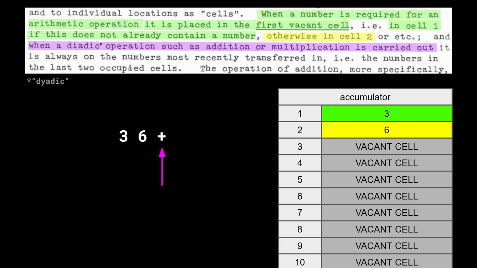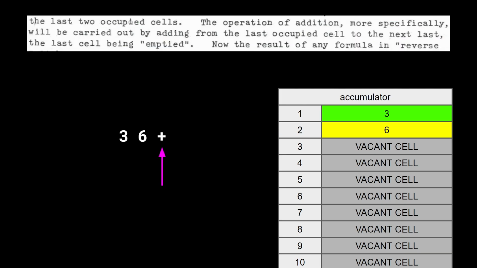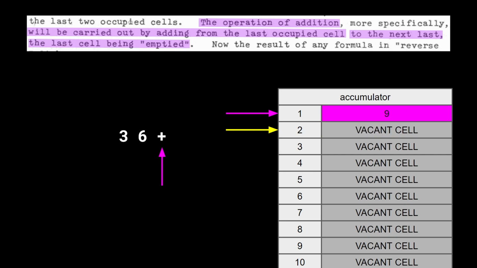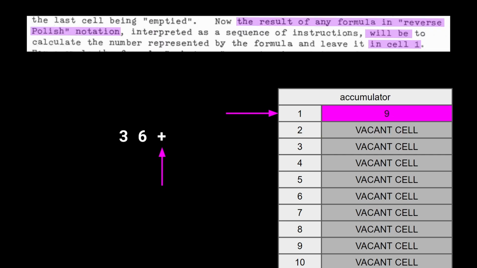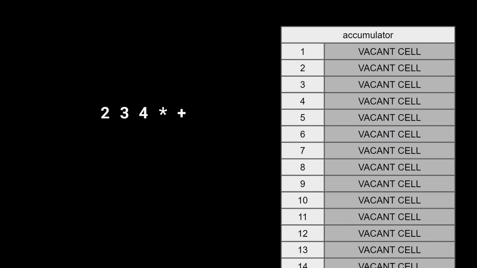And when a dyadic operation such as addition or multiplication is carried out, it is always on the numbers most recently transferred in, that is, the numbers in the last two occupied cells. For example, the addition will be carried out by adding from the last occupied cell to the next last, the last cell being then emptied. So the result of any formula in reverse Polish notation will be in cell 1. Let's try with another example.